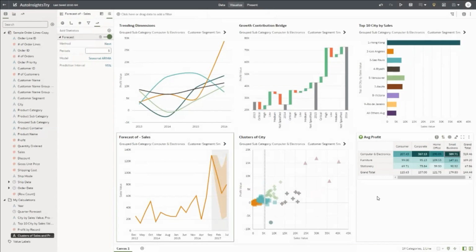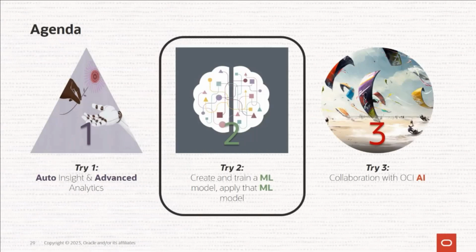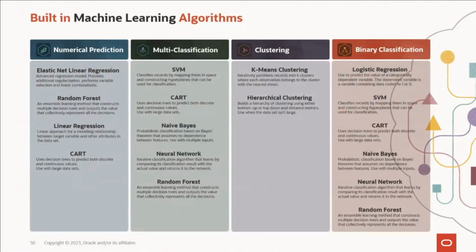Now let's move on. The next try that we'll do is to create and train a machine learning model and apply it on a new data set. Before we actually start that, just an overview of what Oracle Analytics Cloud offers in terms of machine learning out of the box. You could do numerical predictions, and there are multiple options available like elastic net linear regression, simple linear regression, random forest. You could do multi-classification using SVM, neural network, random forest, naive Bayes algorithms.